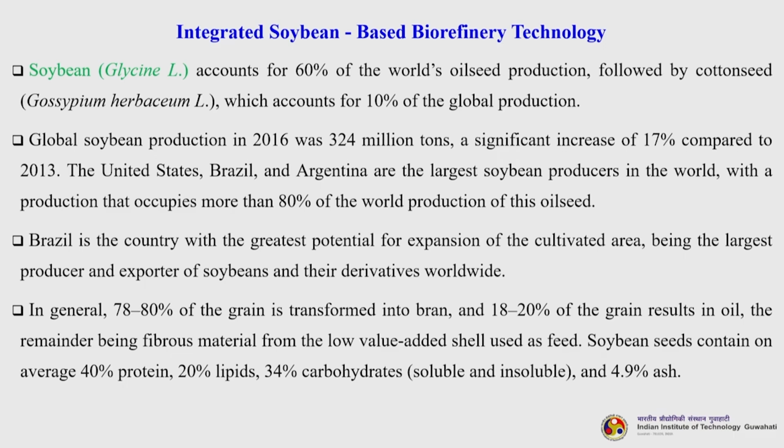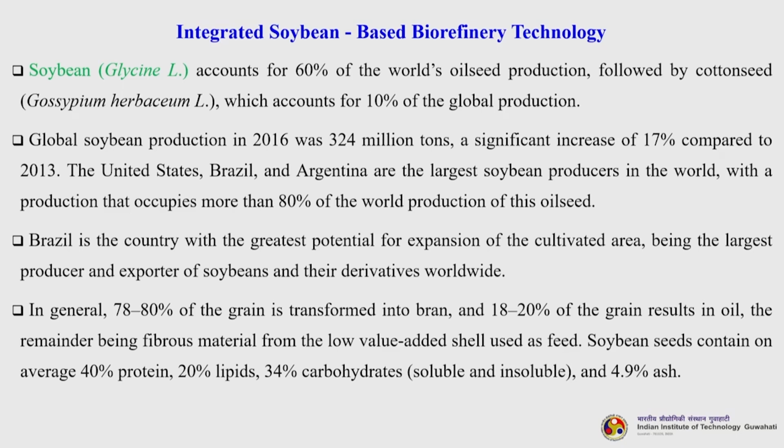The United States, Brazil and Argentina are the largest soybean producers in the world, with a production that occupies more than 80% of the world production of this oil seed. Brazil is the country with the greatest potential for expansion of the cultivated area, being the largest producer and exporter of soybeans and their derivatives worldwide. In general, 78 to 80% of the grain is transferred into bran and 18 to 20% of the grain results in oil, the remainder being fibrous material from the low value added cell used as feed.